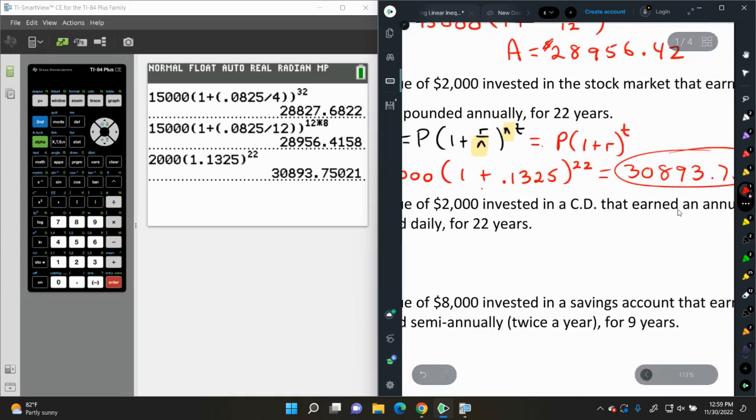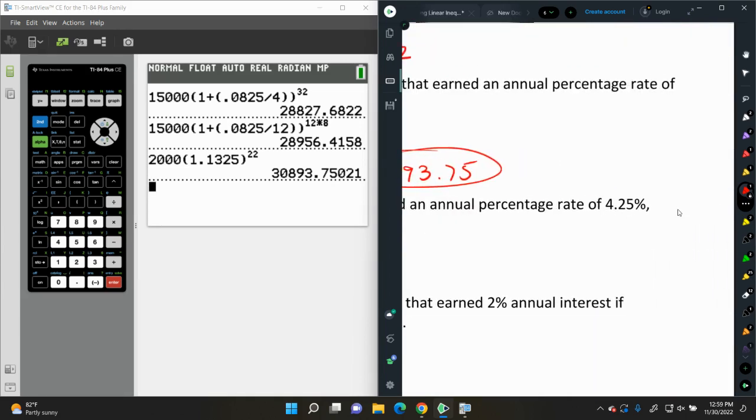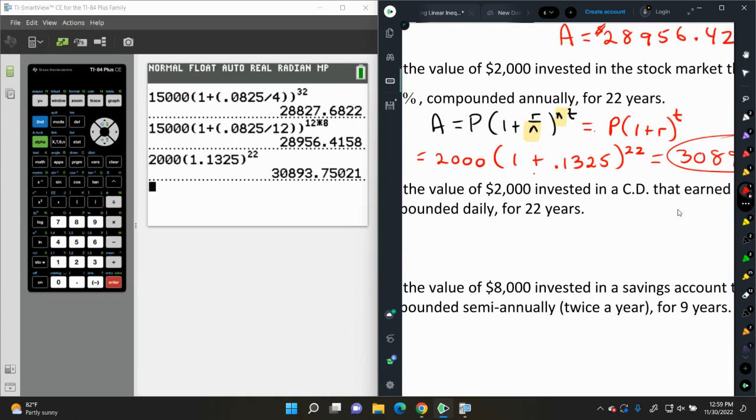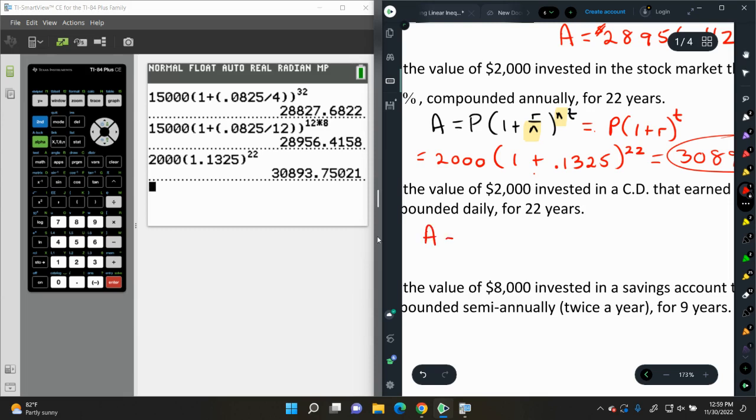Same thing, $2,000, 22 years, annual percentage rate of 4.25, compounded daily. So A equals 2,000 times 1 plus 0.0425. And what are we dividing by? 365 because it's daily. That's the power of 365 times 22.